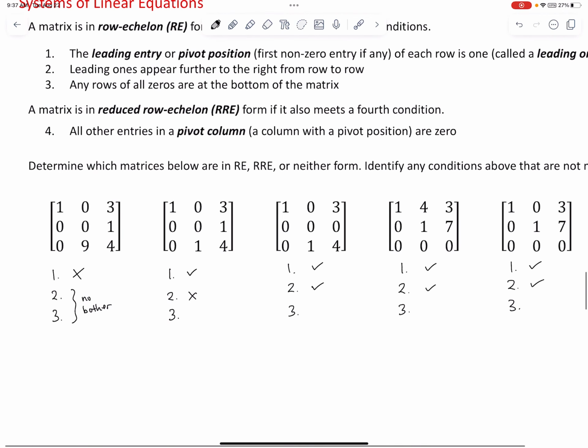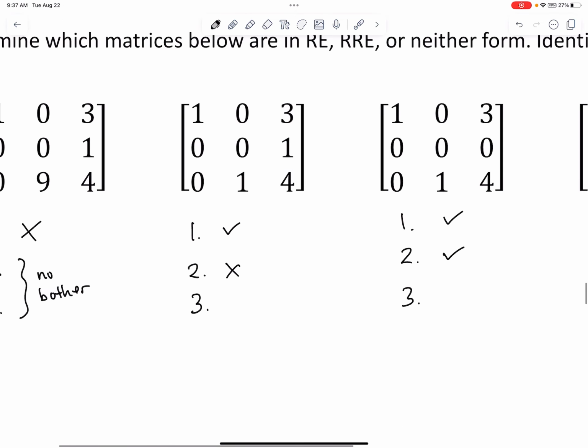Now, condition 3 is that any rows of all zeros are at the bottom of the matrix. So condition 3 only applies if there are rows of zeros. We just don't bother continuing with our analysis if we find a condition not satisfied.